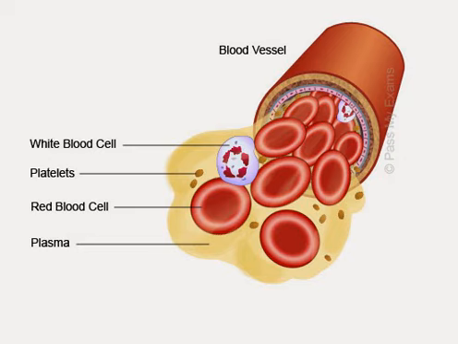Alright, then we can look at the genesis of white blood cells. Now we have two lineages: myelocytic and lymphocytic lineage. The myelocytic lineage gives rise to granulocytes and monocytes, while the lymphocytic lineage gives rise to lymphocytes.